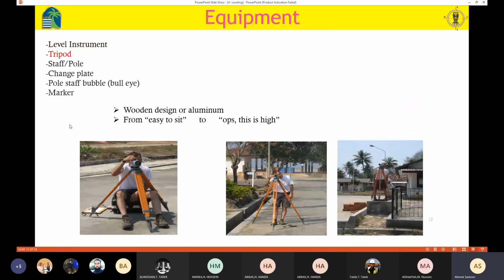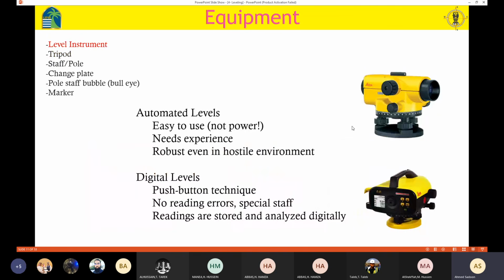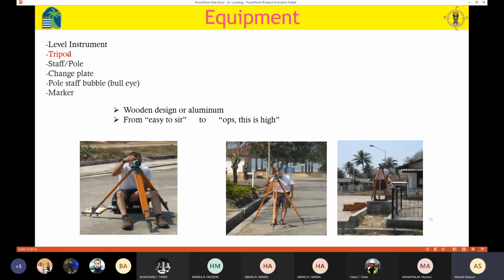Then we have the tripod. For this device, you need something which is adjustable, which helps you to get the reading. That is why we need to have a tripod. So this one is a tripod. Here it could be adjusted. It could be this low or it could be this high. And it's made either from wood or from aluminum. So you can put it here, here, anywhere. It's adjustable, which helps you to get a good position.